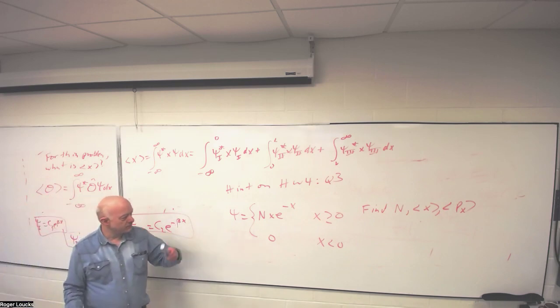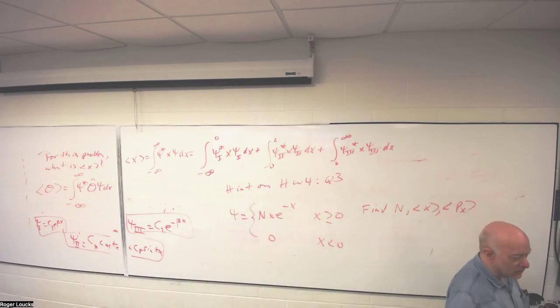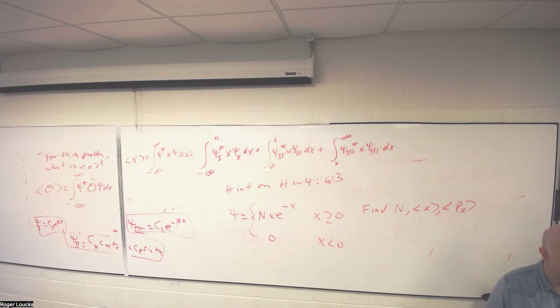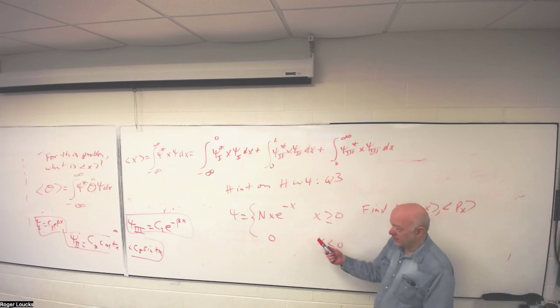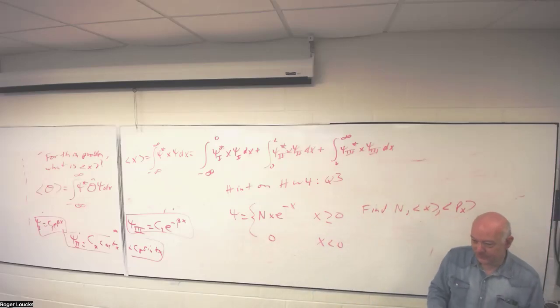Let's start off with n. What would be a good name for n? That value of n is often called a constant. A normalization constant. Why might we call n here a normalization constant?